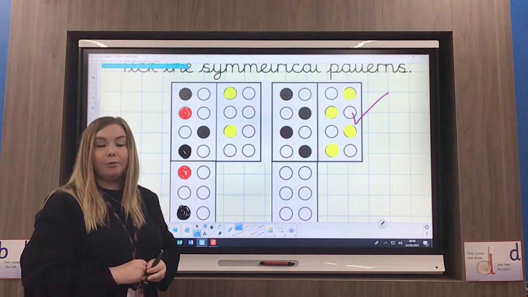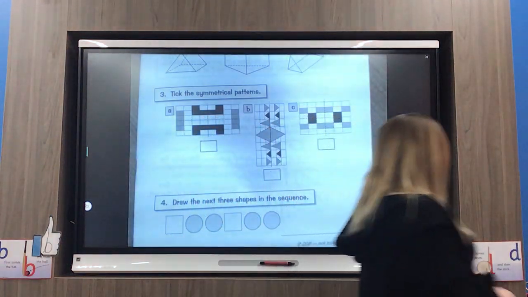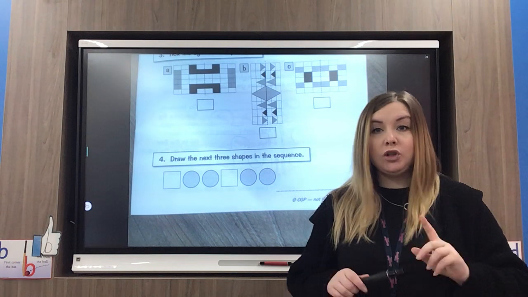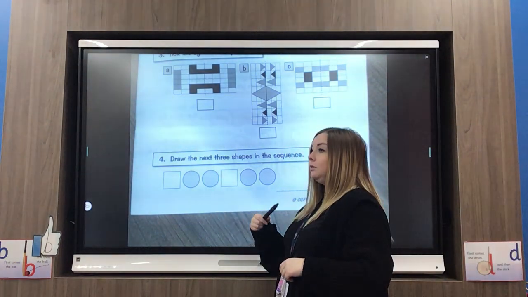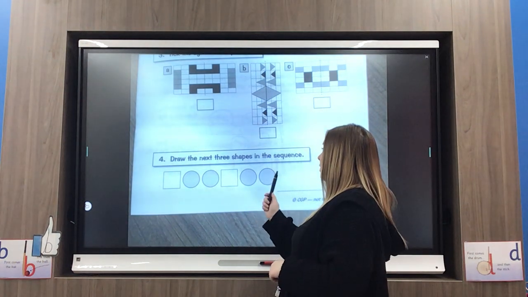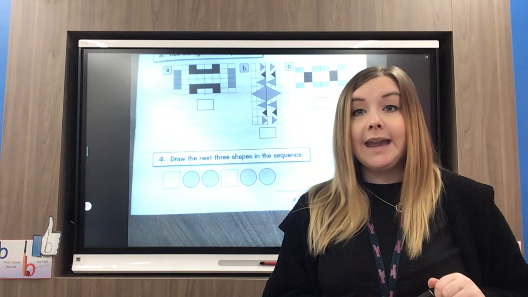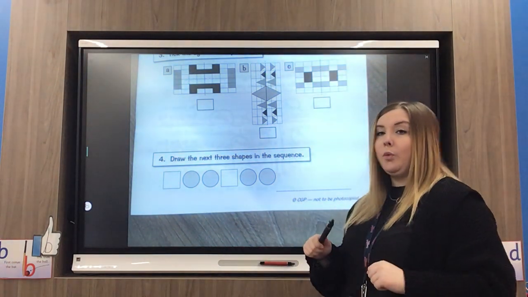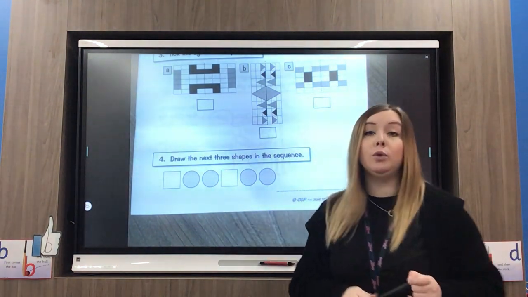Okay, brilliant. So let's go back to yours, and your pattern is shapes. So it goes square, circle, circle, square, circle, circle. And you've then got to draw the next three shapes. Remember, when you're drawing your square, you must use a ruler.